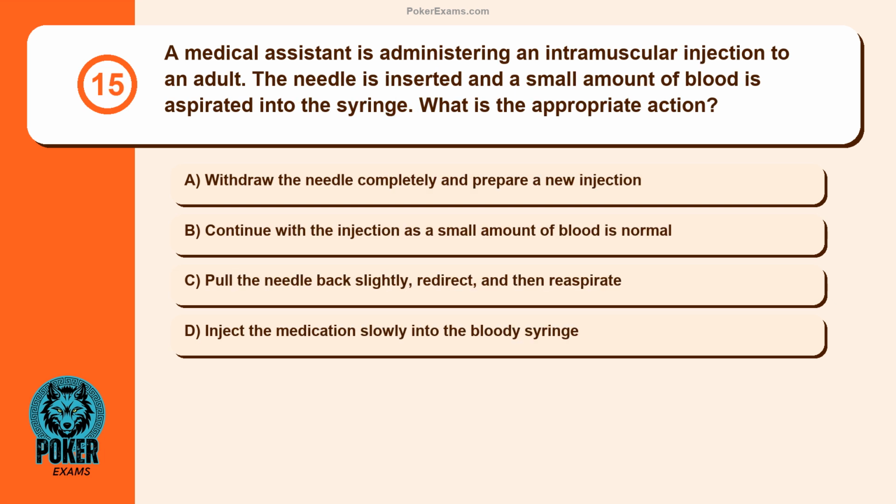Question 15. A medical assistant is administering an intramuscular injection to an adult. The needle is inserted and a small amount of blood is aspirated into the syringe. What is the appropriate action? Withdraw the needle completely and prepare a new injection. Continue with the injection as a small amount of blood is normal. Pull the needle back slightly, redirect, and then reaspirate. Inject the medication slowly into the bloody syringe.